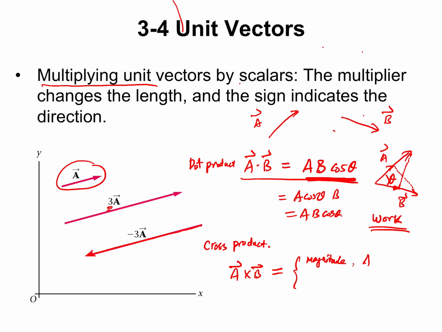Magnitude is magnitude of A, magnitude of B, sine theta. Okay, direction. So it's pretty easy, right? Direction is a right hand rule. So what is right hand rule?